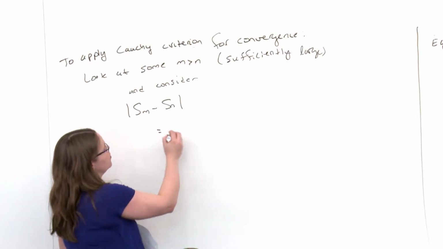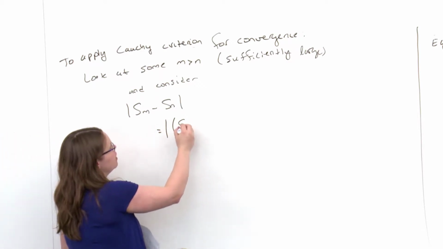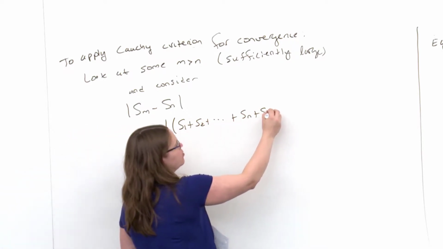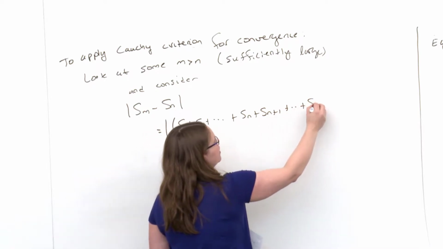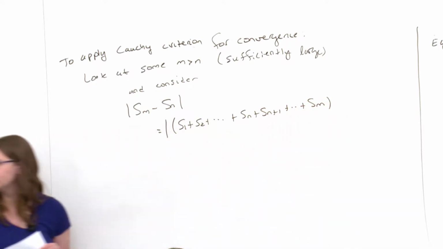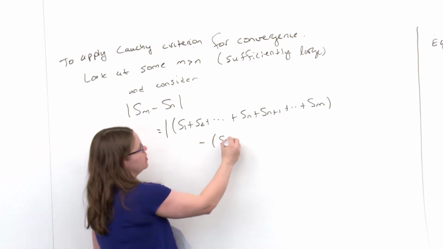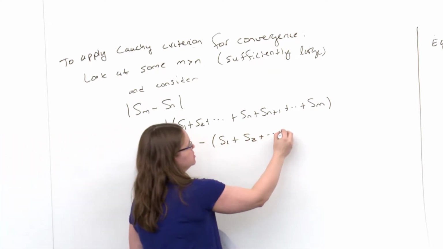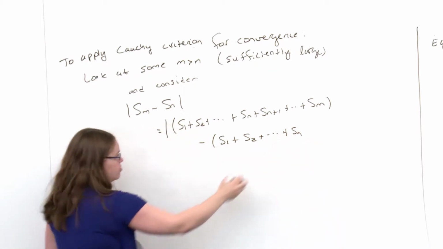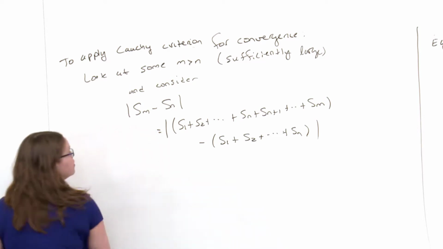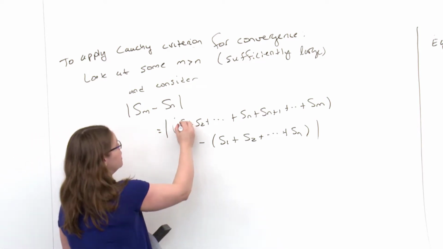Okay, so what is this going to simplify to? This is A1 plus A2 plus An plus An plus 1 plus Am, right? So I assumed m is bigger than n, minus A1 plus A2 all the way down to An. I should call these A's, I guess. Let's call these A's.